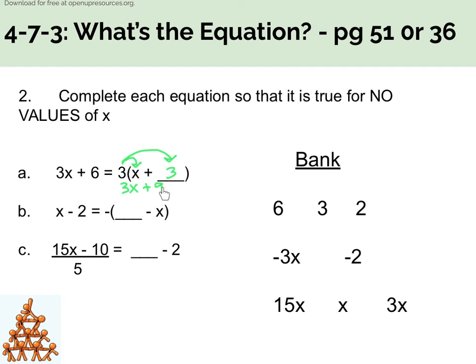So I have a 6 here. I also have a 9 there. Does that work? Absolutely. Okay. What other number could I put in there? What if I put a 6 in there?